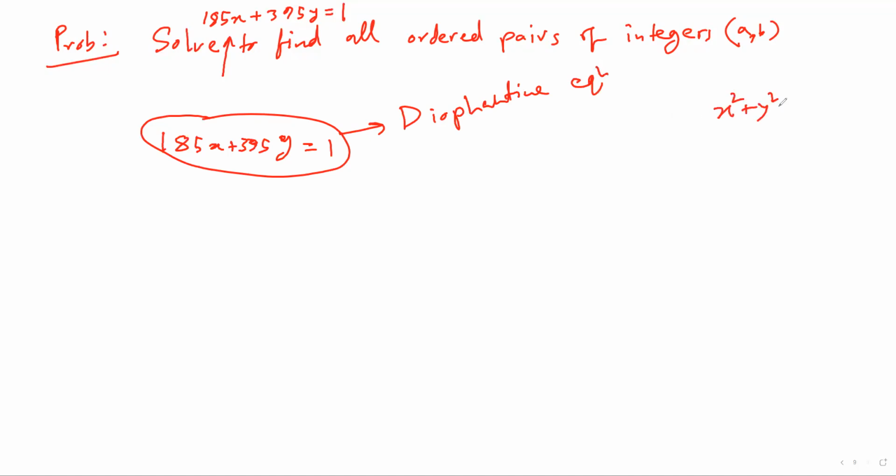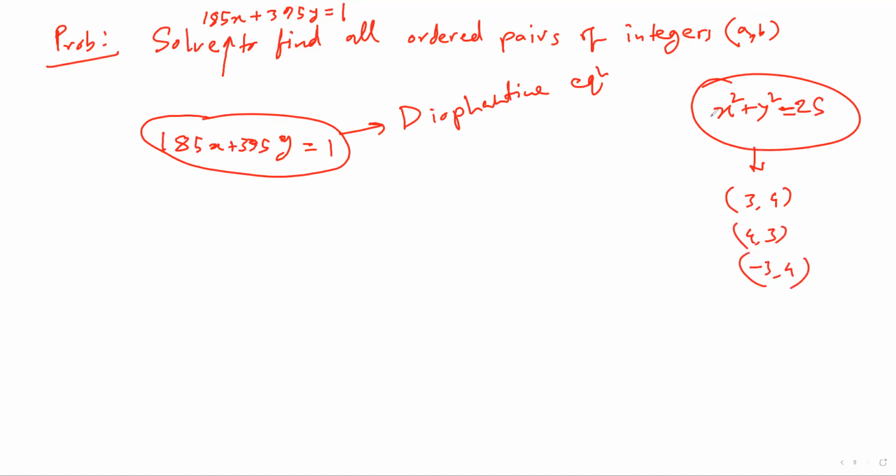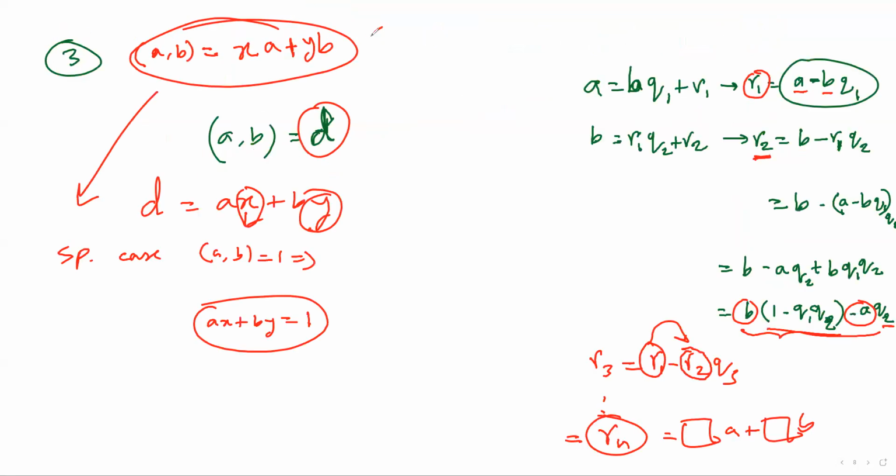For example, x square plus y square equals 25. If this is a Diophantine equation, you know that 3, 4 is a solution. So is 4, 3, and minus 3, 4, and so on. There can be other solutions as well, possibly. So any equation that is restricted to only integer values of the variables is called a Diophantine equation. And since this particular example is linear in nature, it's called a linear Diophantine equation. Now, we can solve linear Diophantine equations in 2 variables using the fact that we developed here.